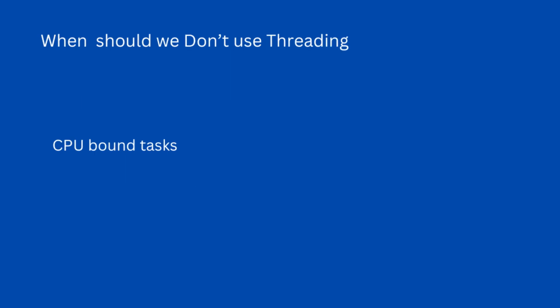If the process is a CPU bound task, then multi-threading is not a good option. CPU bound tasks are tasks that require intensive computation and utilize the CPU's processing power rather than waiting for input-output operations. Examples of CPU bound tasks are mathematical computation, data processing, machine learning, etc. For these types of tasks, multi-threading is not a good option.